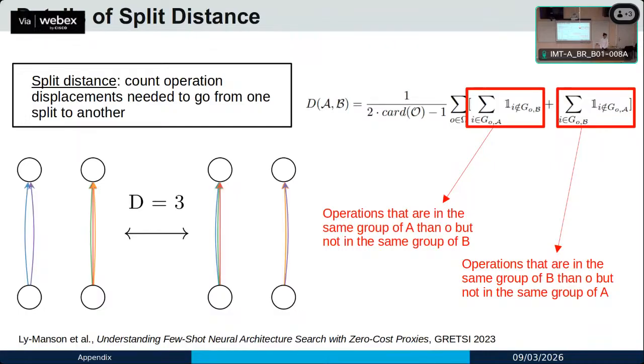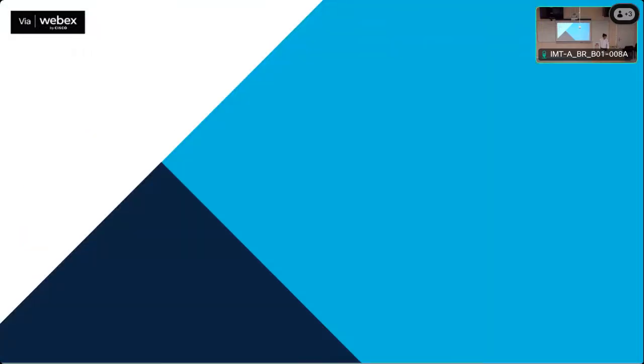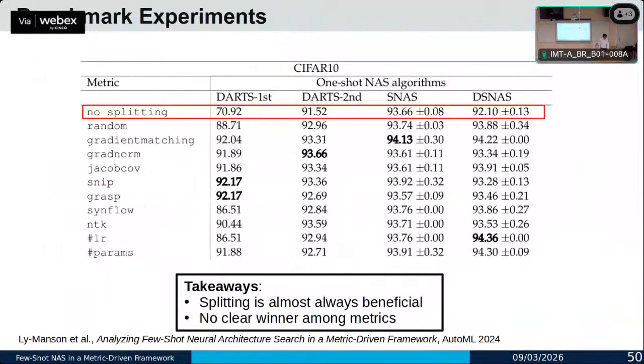On slide 50. Exactly. So you compared your few-shot approaches against different kinds of no splitting and different kinds of zero-cost proxies. So what works very well in general are probably pruning-based approaches. Yeah, SNIP is, I think, a pruning-based zero-cost proxy. So the pruning-based ones are SNIP, GraSP and SynFlow, as I recall.